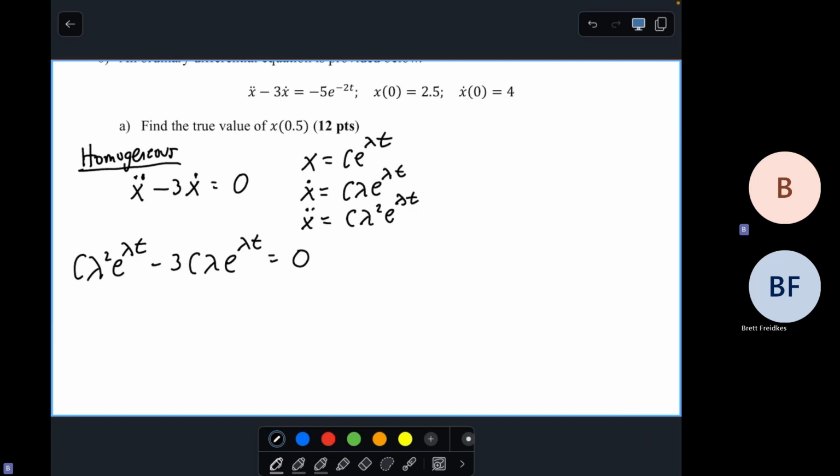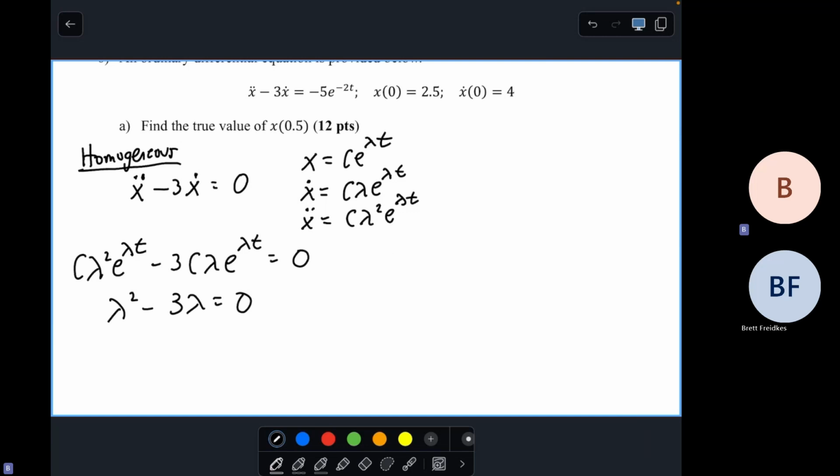What do we get here? What can cancel? Let me make sure I wrote this problem down right. Yeah. So we get lambda squared minus 3 lambda is equal to 0.